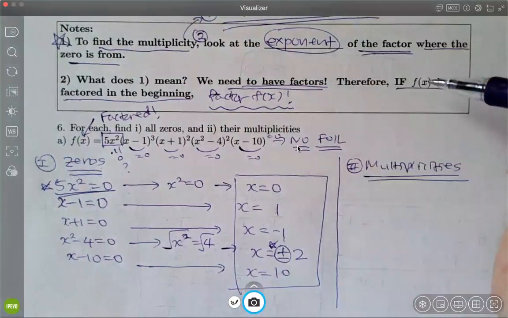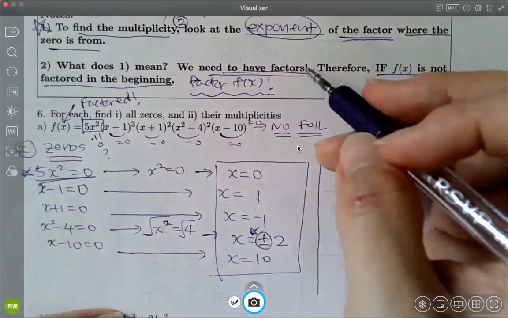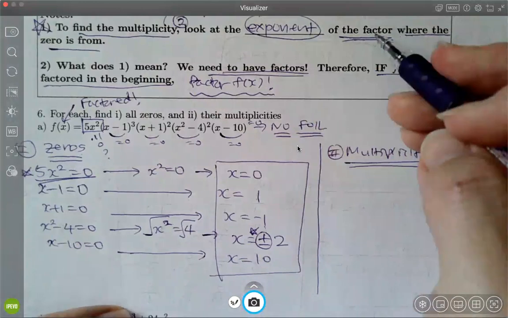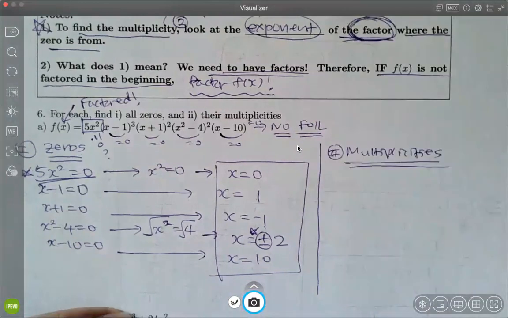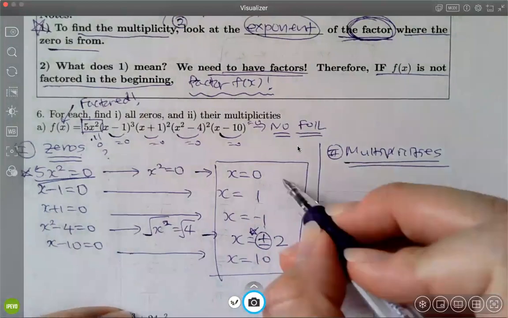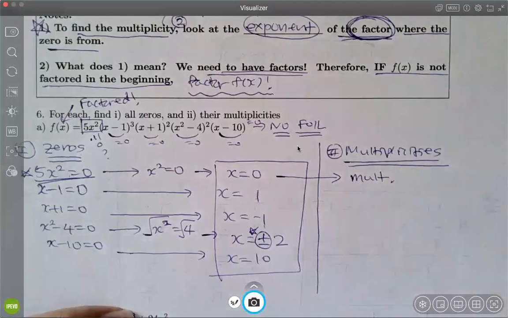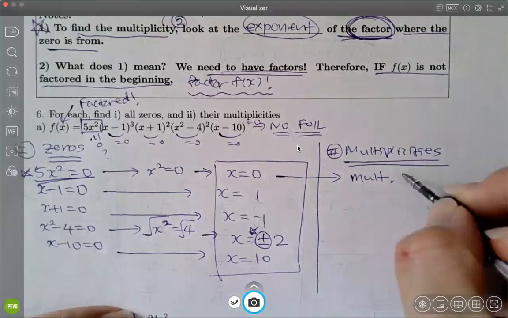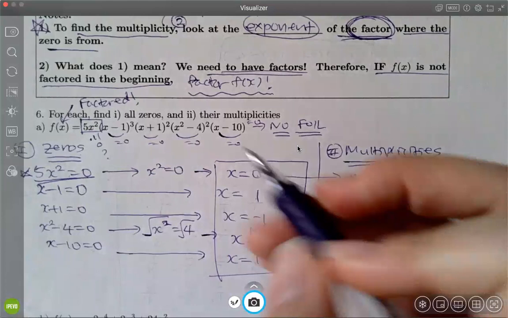Okay, so now to look at the exponent, we don't look at the exponent of f of x. Be careful. We look at the exponent of the factor, not the entire function f of x. So what is the multiplicity of 0? The multiplicity of 0 is what? 2. And what's the reason? 0 came from this, whose exponent is 2.